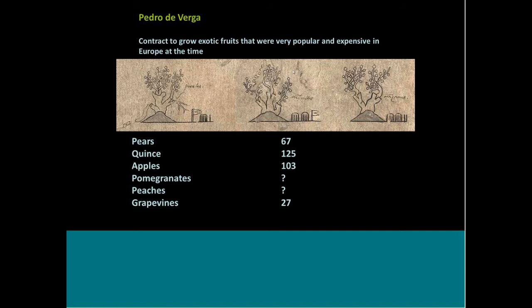The inventories that we have, we can actually count up the number of trees. And so, pear trees 67, quince trees 125, apples 103, the pomegranates and peaches we can't tell, and there are 27 grapevines. So it's not a small orchard when one thinks that between just quince and apples there are more than 200 trees of those two things. So again, some real insight into a bureaucracy and almost the business dealings going on between the indigenous and the Spanish at this period.